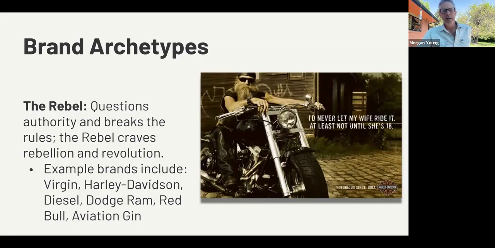Then we have the rebel. The rebel questions authorities, breaks all the rules. The rebel craves rebellion, craves revolution. Harley Davidson, nobody has done it better than Harley Davidson. They are just so good at building up their brand and knowing who their customer is, and making it indistinguishable between their customer and the brand.